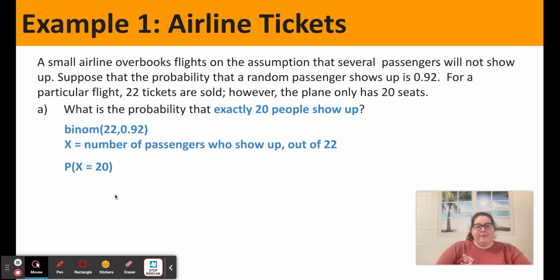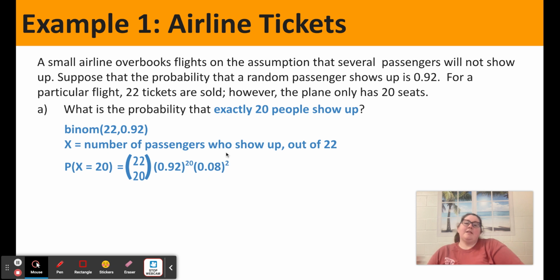When we use our formula for this, it says n choose x, so 22 choose 20, times the probability of success to the x, so 0.92 to the 20, since 20 show up, times the probability of failure to the n minus x. So 0.08 is the probability that someone doesn't show up, and that would happen for two people: 20 showed up, 2 didn't. To actually calculate that, we could use the actual formula: 22 choose 20 in our calculator, times 0.92 to the 20, times 0.08 to the 2. But this is where we can use our shortcut, so to speak.